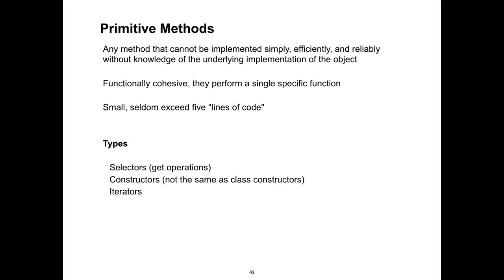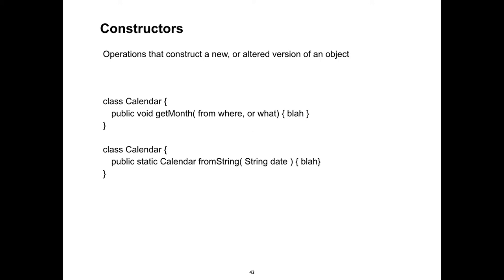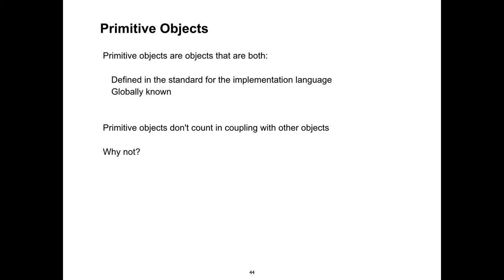We talked about iterator. These are some of his primitive methods. Now, what he means by constructors is just methods that return new objects, right? So we will call it a factory. Oh, it's primitive objects, yeah. I guess I got out of place.